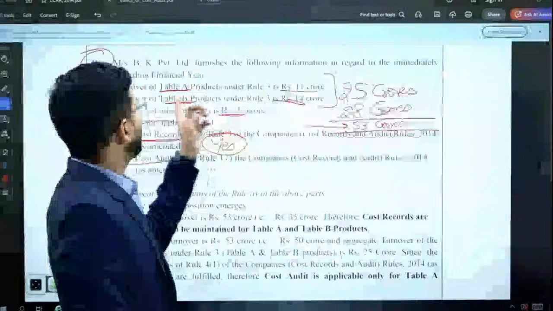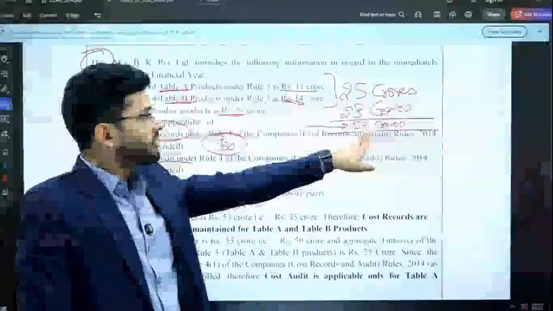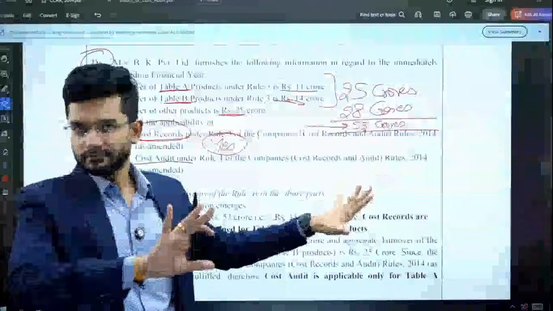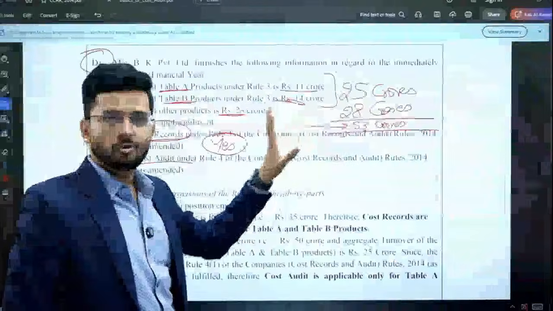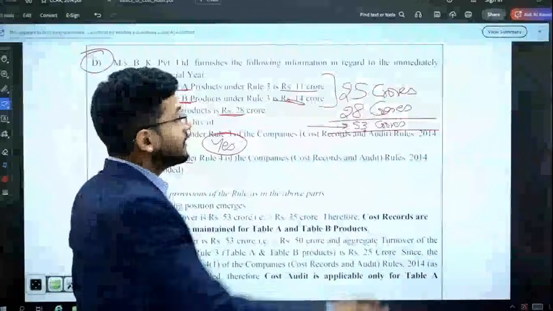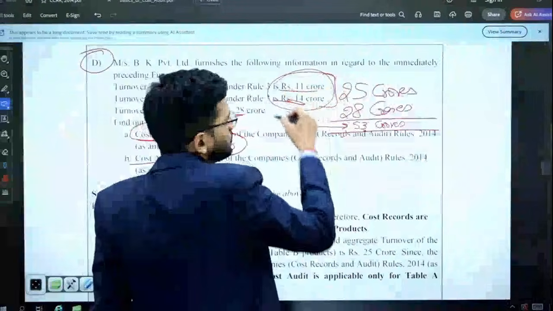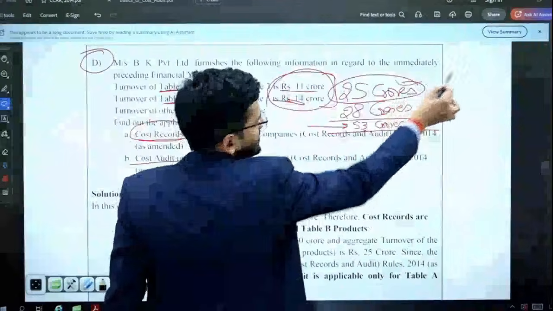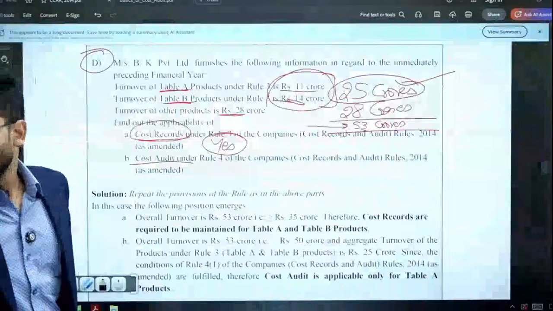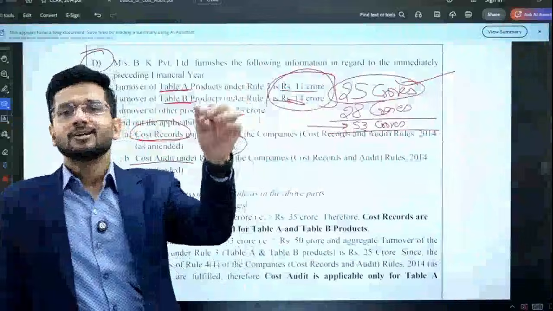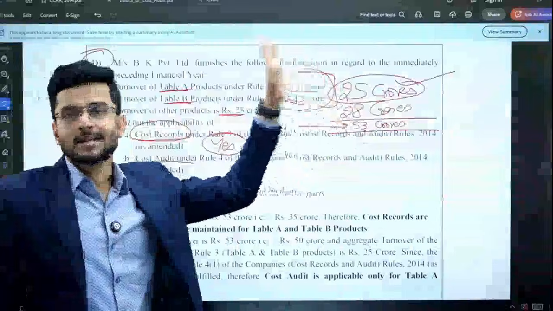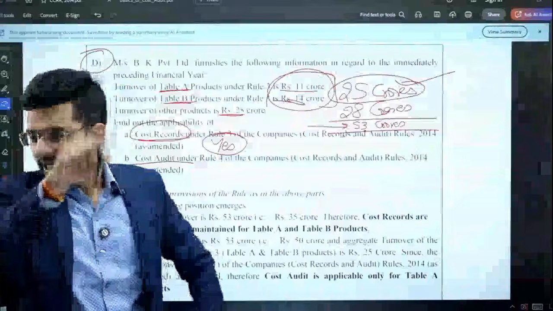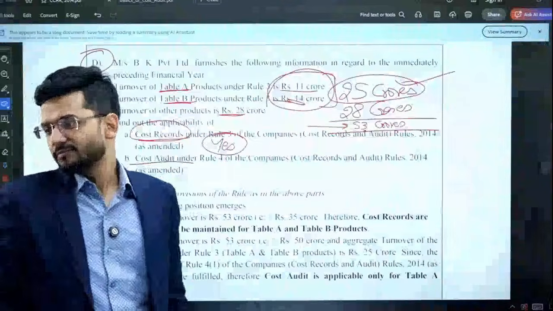Cost audit for product A. The overall turnover of the company should be 50 crores or more. Yes, perfect, it is 50 crores or more. Second condition: the turnover of Rule 3 products should be 25 crores or more, and yes, this is also met. So product A cost audit is applicable.